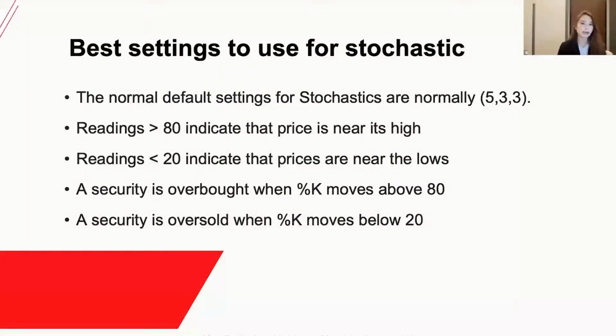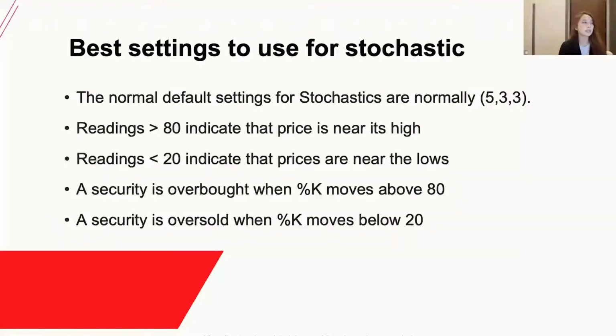The best settings, or rather the default normal settings, for stochastics are normally 5,3,3. You'll see that these numbers appear in the settings of the stochastics indicator when you are using any trading chart website or trading chart app.